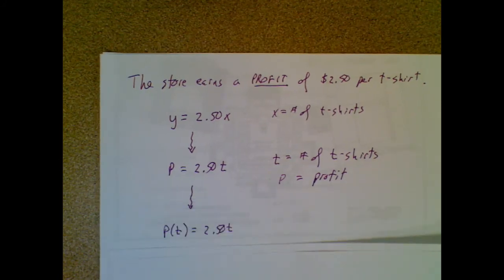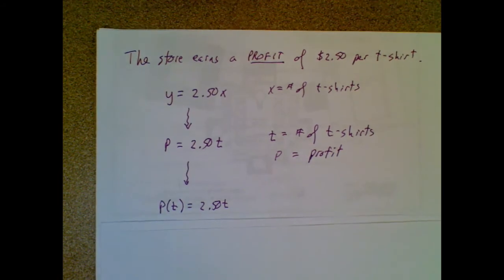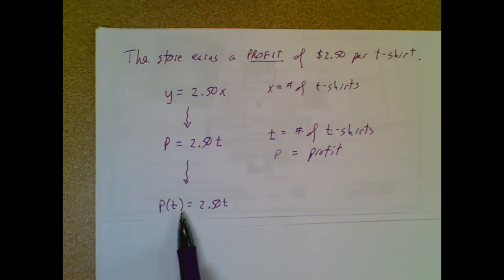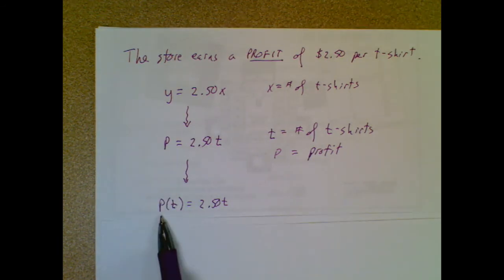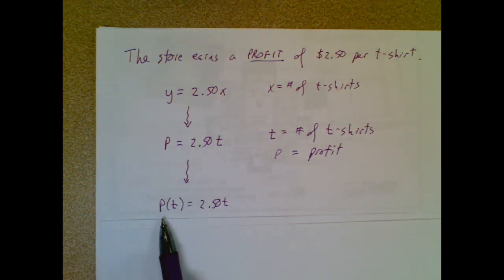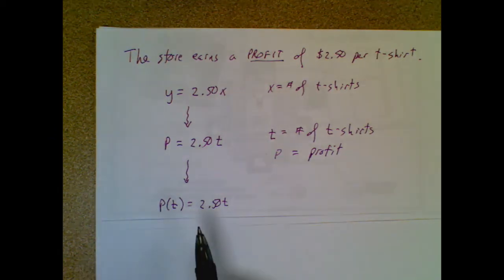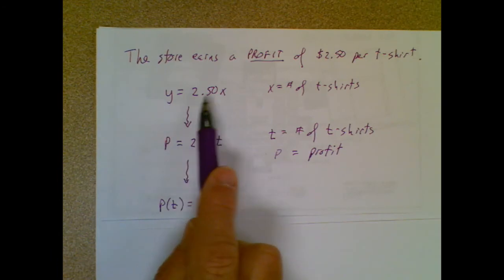And I can go one step further and call this function notation. P of t equals 2.50t. Of course, we use the p because it can represent profit. We use the t because it's representing the number of t-shirts. And P of t is a way to replace y. So the function notation can help give you a little bit of idea of what's going on in the scenario because it's a little bit more specific than y's and x's.